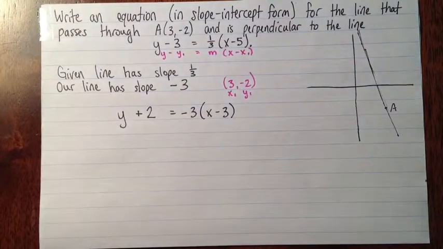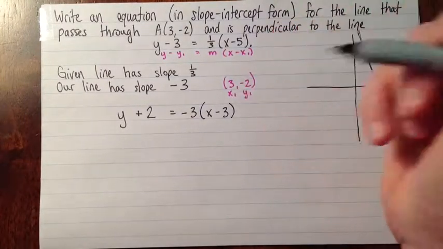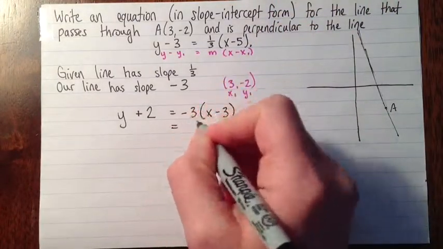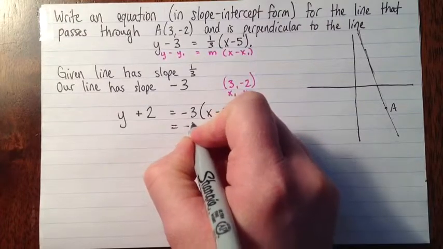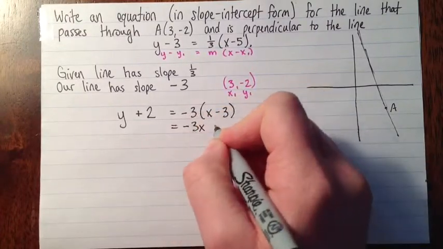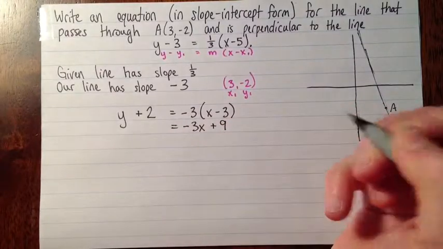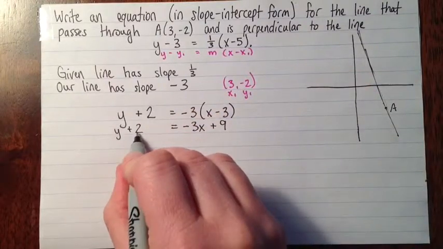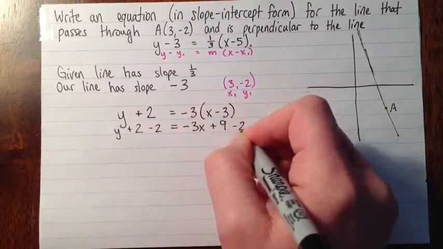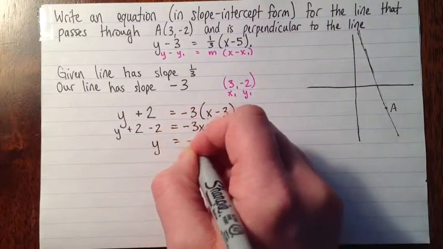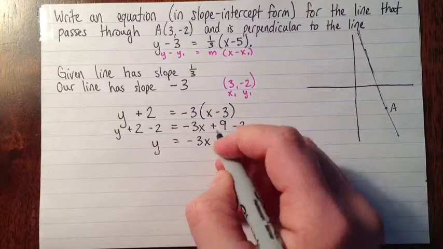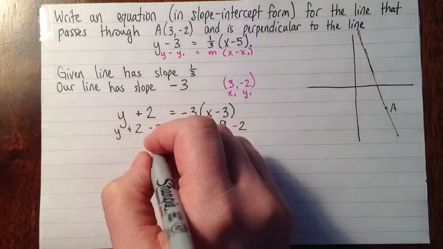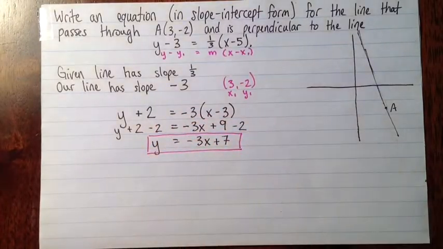Okay, if the question didn't specify that they wanted the equation in slope-intercept form, we'd actually be done right here. But because they do, we'll switch to slope-intercept form. We'll simplify the right-hand side: -3 times x is -3x, and -3 times -3 is +9. Then we need to isolate y. We've got y plus 2, so we'll subtract 2 from both sides. And we have y equals -3x plus 7. Okay, so that should be our answer.